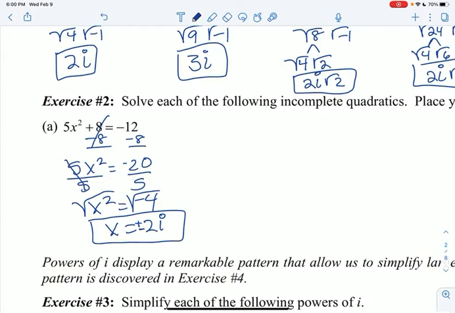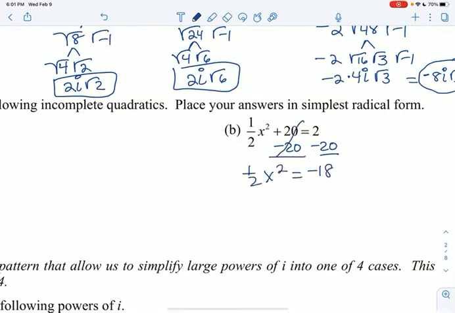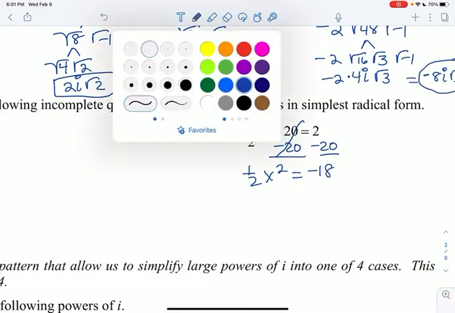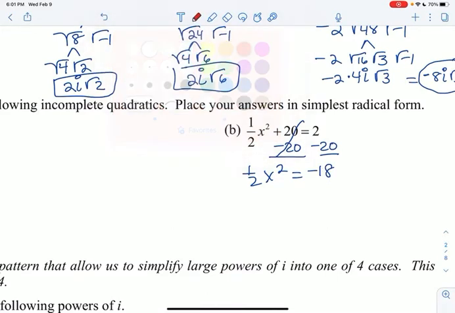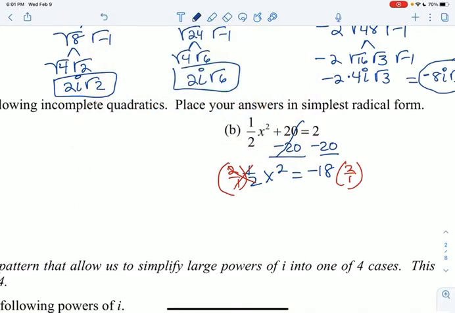All right, let's try another one that has a fraction in front of it, but you're really just doing the same thing. I'm trying to get x by itself, so I'm going to get rid of the 20 by subtracting it. Now, when I have a fraction, the easiest way to get rid of that fraction is probably to multiply it by the reciprocal. Because when I multiply it by the reciprocal, the 2's and the 1's cancel. But whatever I do to one side, I have to do to the other side. So I also have to multiply the other side by 2.